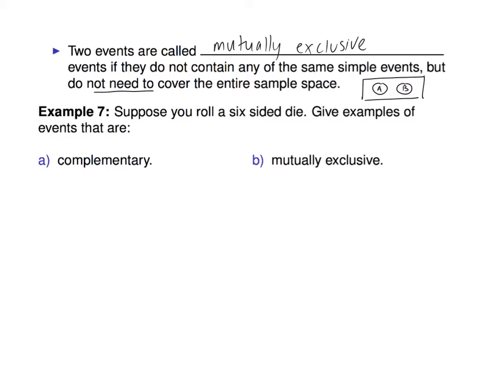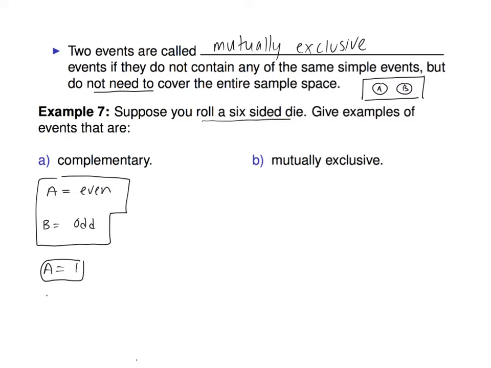Okay. So suppose you roll a 6-sided die. Give examples of events that are complementary. I'm going to call them event A and event B. Just list what's in them. So pick what you want. Even and odd. Yep, even and odd. That's one example. Your event A could also be roll a 1. What would event B have to be in that case? Roll 2, 3, 4, 5, or 6. Anyhow, they can cover the whole sample space.